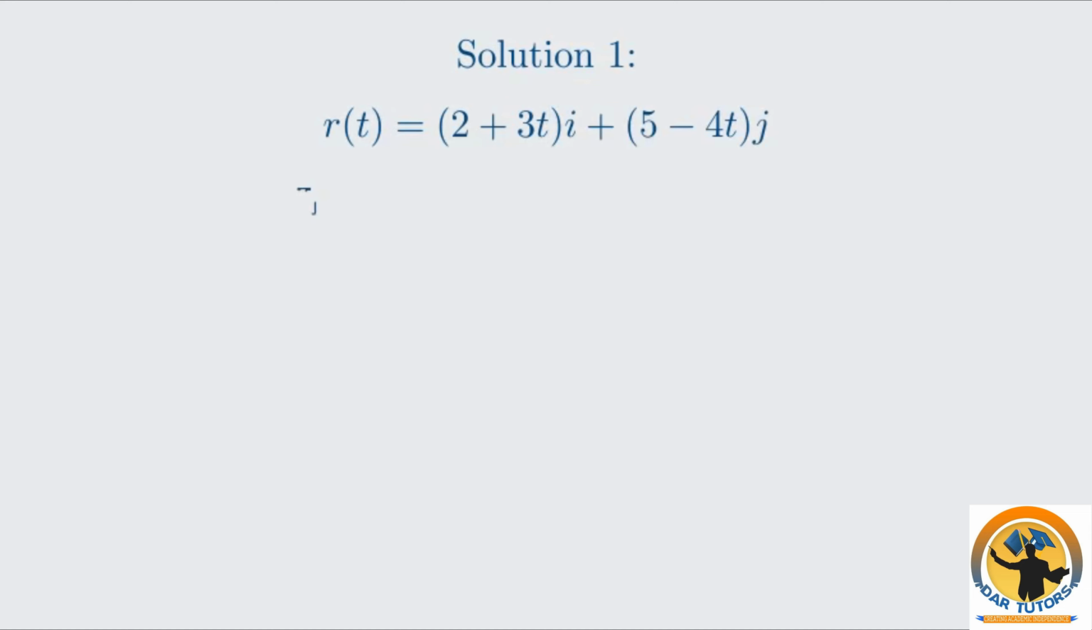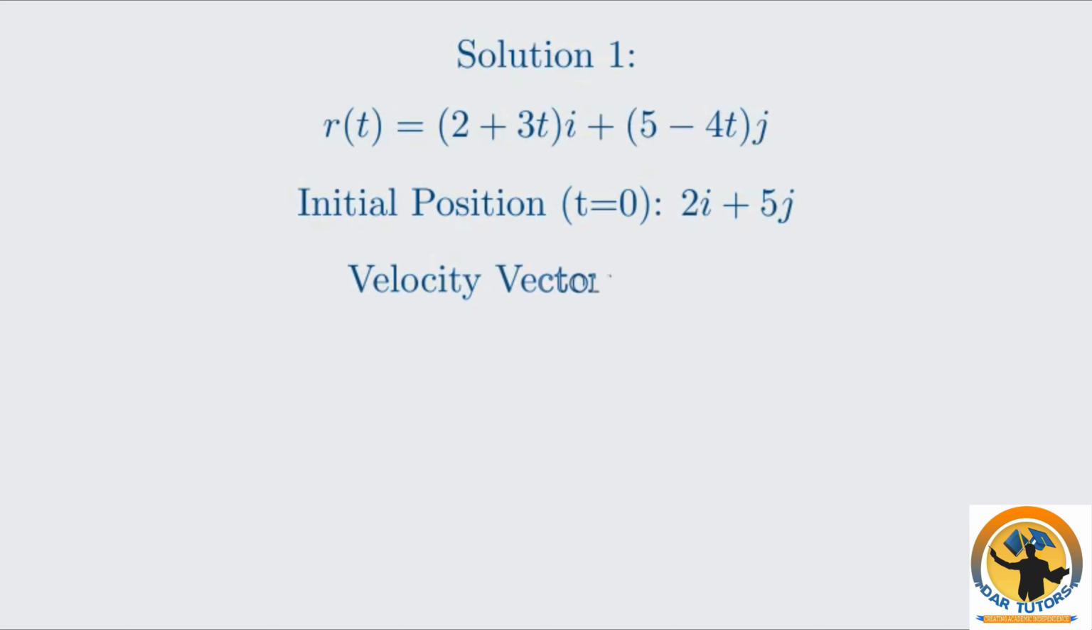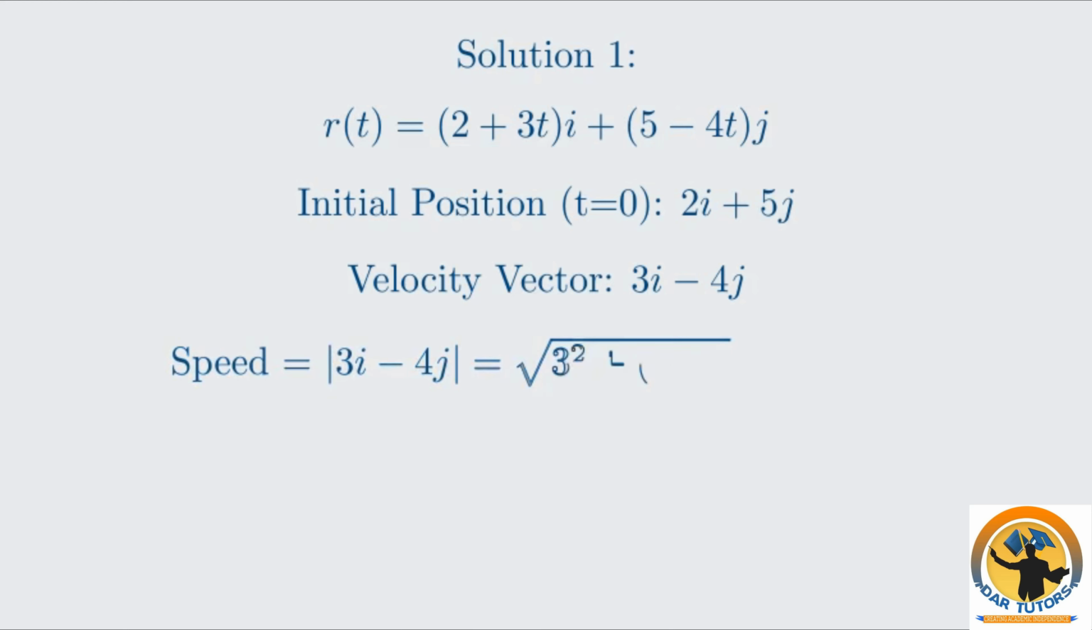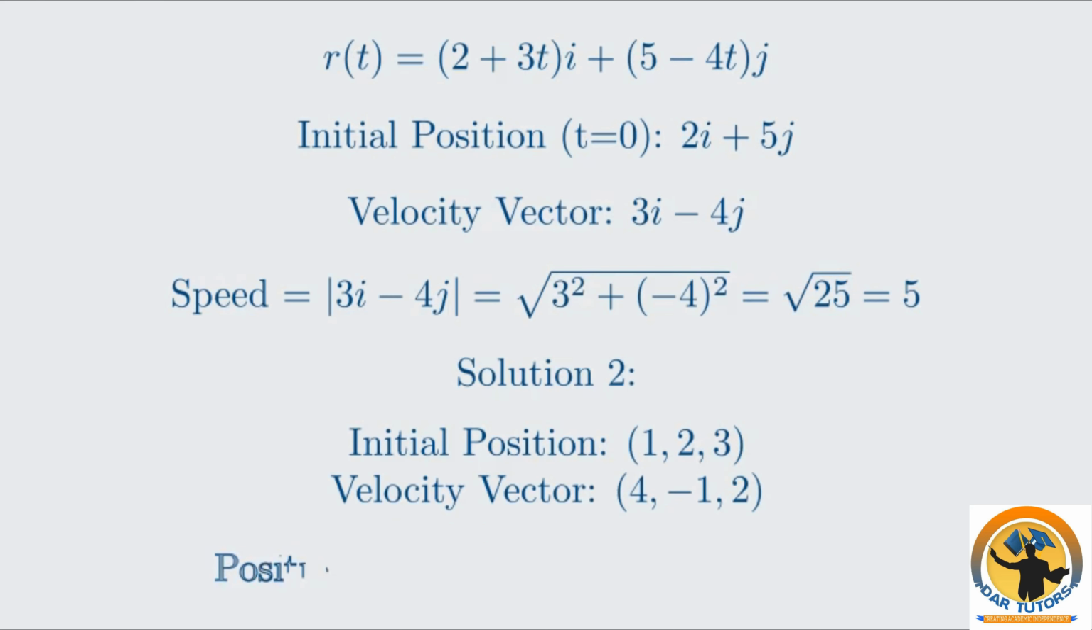Welcome back. Let's go through the solutions to the practice questions. For question 1, the initial position is found by setting t equals 0, which gives 2i plus 5j. The velocity vector is the vector multiplied by t, which is 3i minus 4j. The speed is the magnitude of this vector, which is the square root of 3 squared plus negative 4 squared, giving 5.